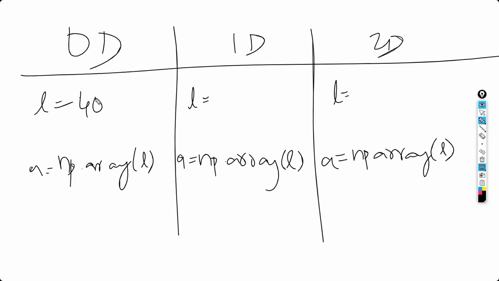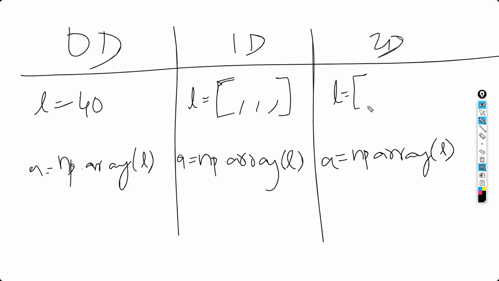Now what is meant by 1D? 1D means a list, a general list which consists of int, float, strings and boolean. A normal list. And in this, only int, float, string and boolean are accepted.